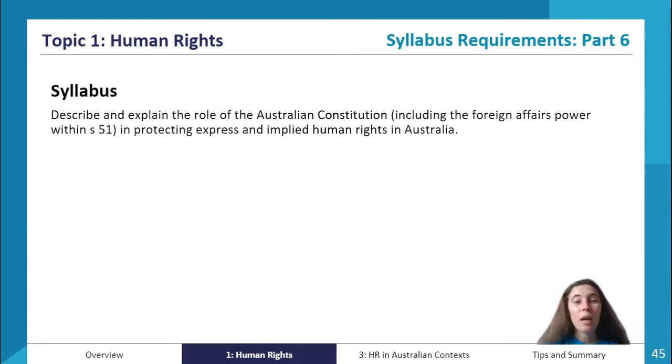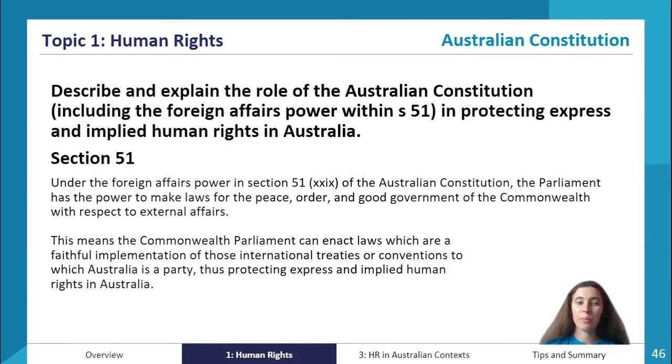And another aspect of the topic 1 human rights is being able to explain the role of the Australian Constitution. And this includes the foreign affairs power that is in section 51. And this is where we are looking at express and implied human rights in Australia, which is something that I've mentioned a few times already. So this is the last part of topic 1, and then we'll be moving on to topic 3.